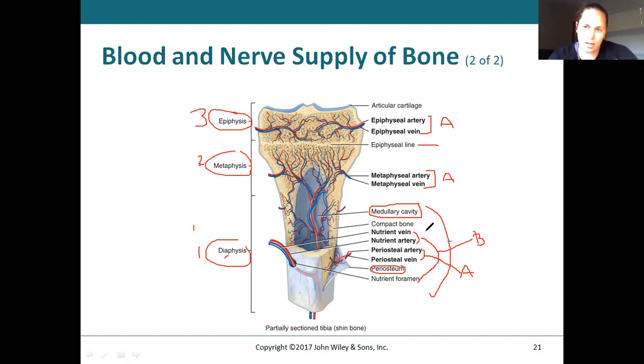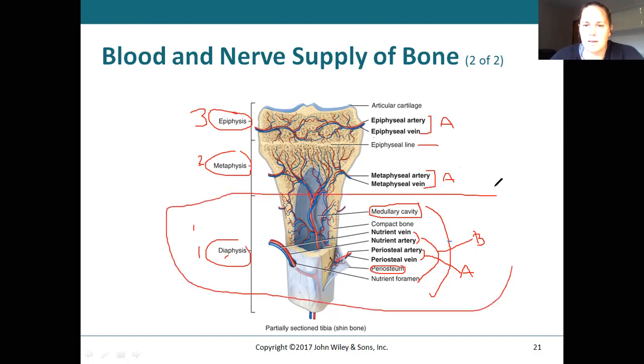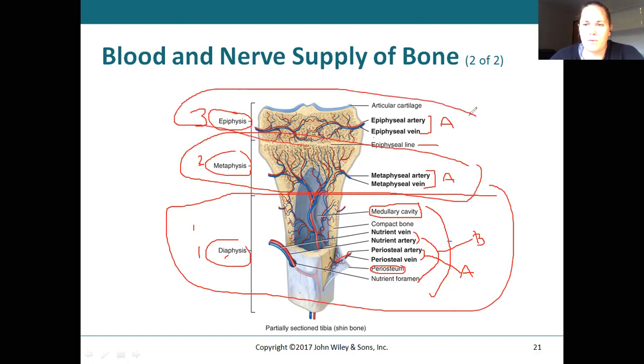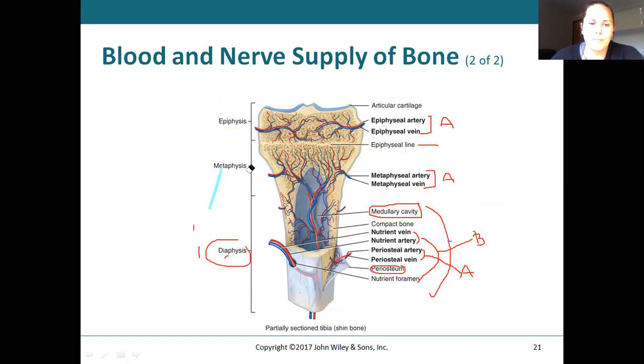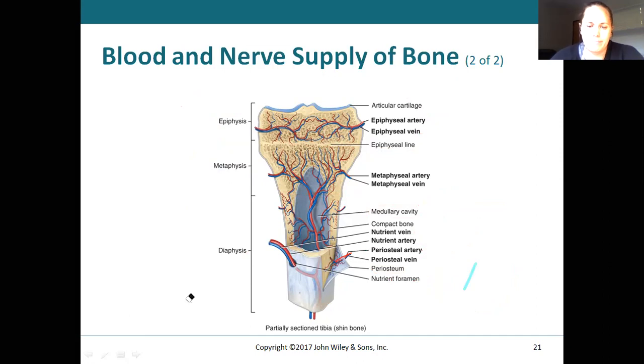So what I'm trying to do here is break these down into components where you can see that this all pertains to the diaphysis, this all pertains to the metaphysis, and then this all pertains to the epiphysis. Hopefully breaking it down like that makes it a little bit more palatable. And maybe printing off your slides and circling can also be useful. But again, this is just talking about the blood and nerve supply to the bone.